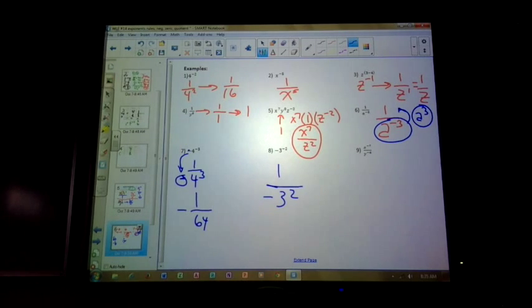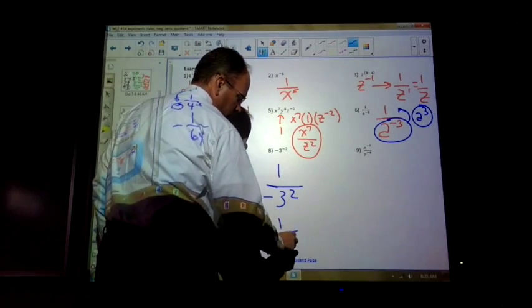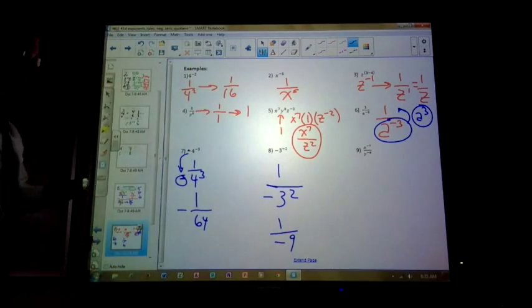So why did the negative 3 squared become negative 9? What do we need to have in place on that one? Parentheses. We need to group it. We need to have negative 3 inside of the parentheses to square it. Because right now, that's just squaring the 3. The negative is along for the ride. So the answer to this problem is going to be 1 over negative 9. It's a little different.